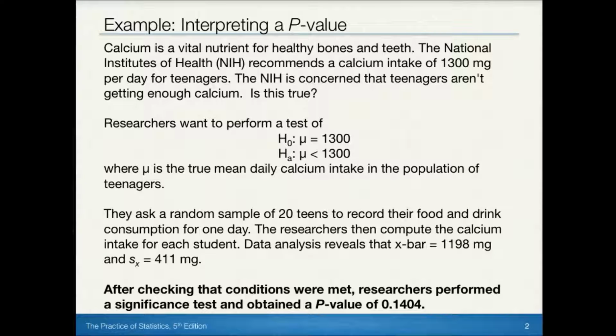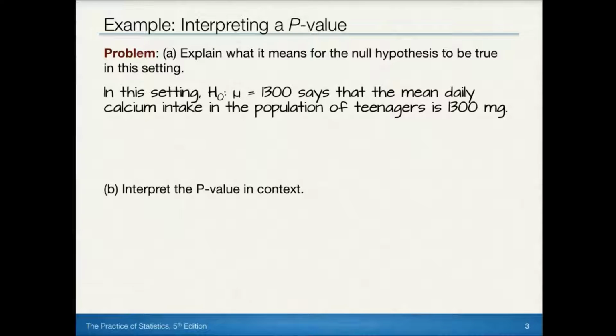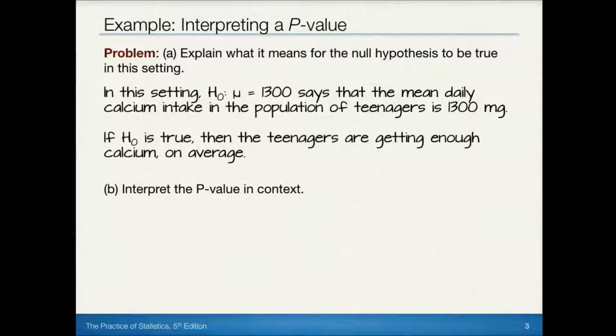Now, after checking that the conditions were met, researchers performed a significance test and they obtained a p-value of 0.1404. So in this problem, we want to explain what it means for the null hypothesis to be true, and we also want to interpret the p-value in context. Well, in this setting, the null hypothesis is mu equals 1,300. This says that the mean daily calcium intake in the population of teenagers really is 1,300 milligrams. So if the null is true, then the teenagers are getting enough calcium on average.